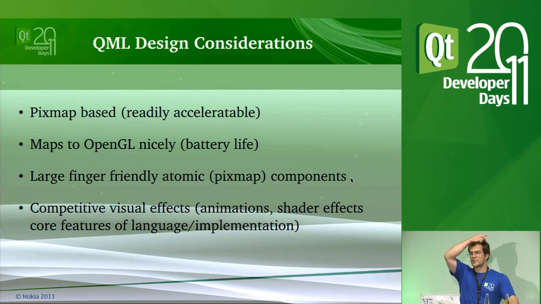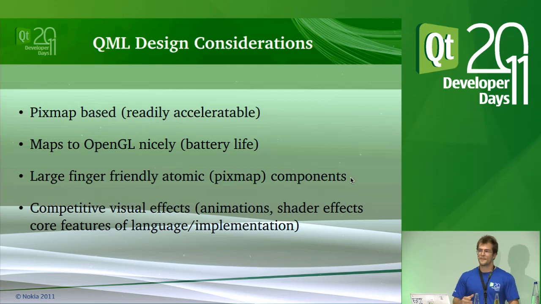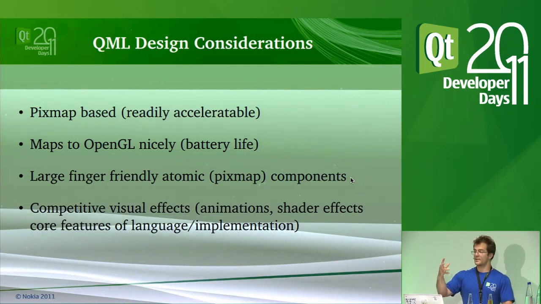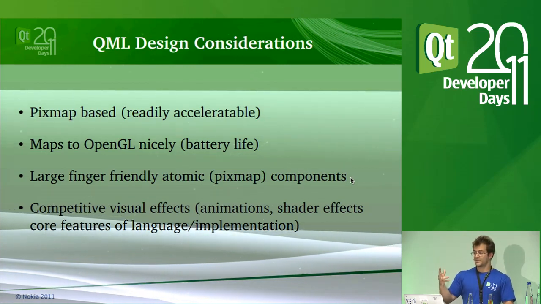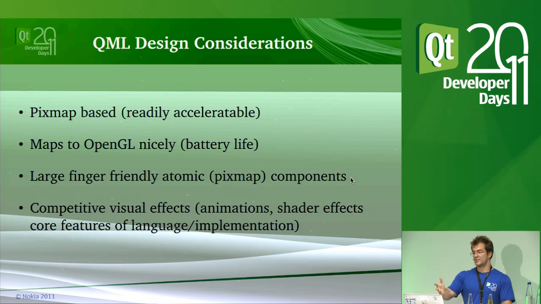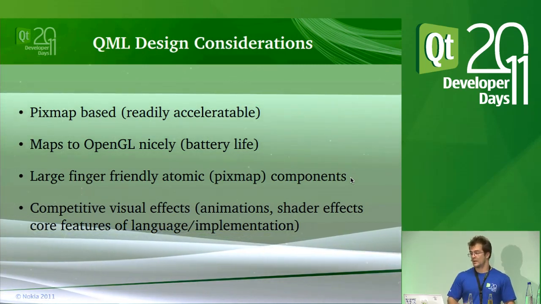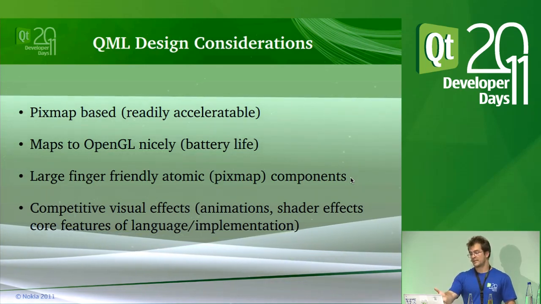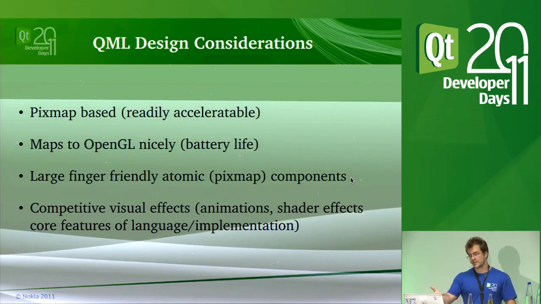So the design considerations behind QML, you should all be kind of familiar with. For a cell phone, you could imagine, when the iPhone came out, it was very pixmap based. It's very easy to accelerate pixmaps. So it maps very nicely onto the most common acceleration mechanism available today, namely OpenGL, which is on all your embedded devices by now, and it's making massive intrusions into set-top boxes, which extends your battery life.